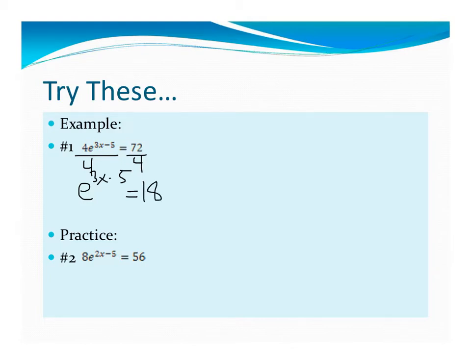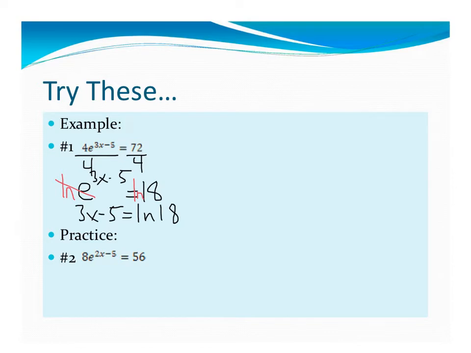Now, here's what I've got. I want to get rid of that e, so I'm going to take the natural log here, and I have to do that to the other side as well. Remember, that's the inverse operation. It's like when I'm trying to undo multiplication, undo division. Same idea. So that cancels. I'm left with 3x minus 5 equals the natural log of 18.